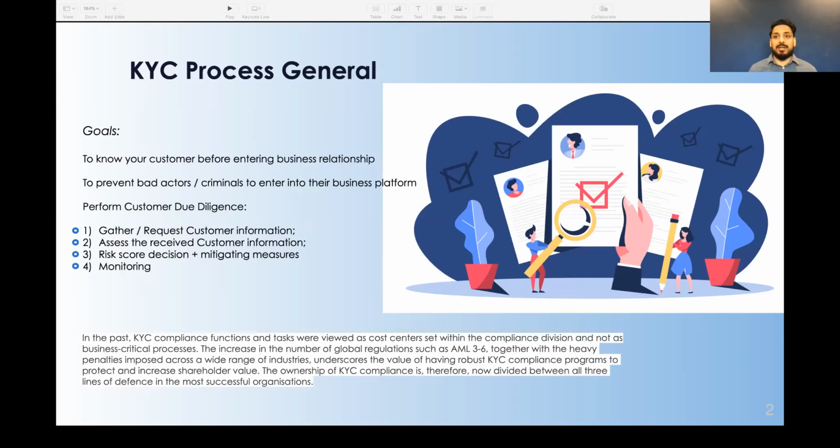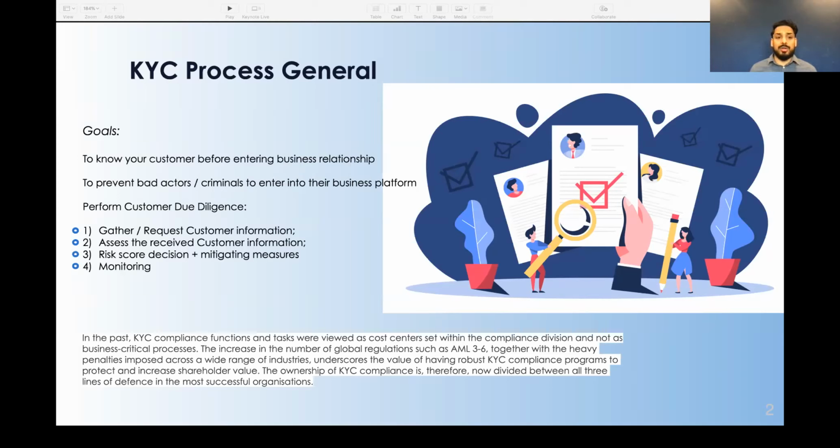What does it mean? The goal of know your customer is that you know who you're dealing with before entering into a business relationship. As an example, if an individual wants to open a bank account, he goes to a bank. The bank needs to know who this person is, where his income comes from, where he lives, etc. To verify who this person is, there are a couple of steps, which I will briefly mention. But the most important thing is to know who you're dealing with before entering into a business relationship.